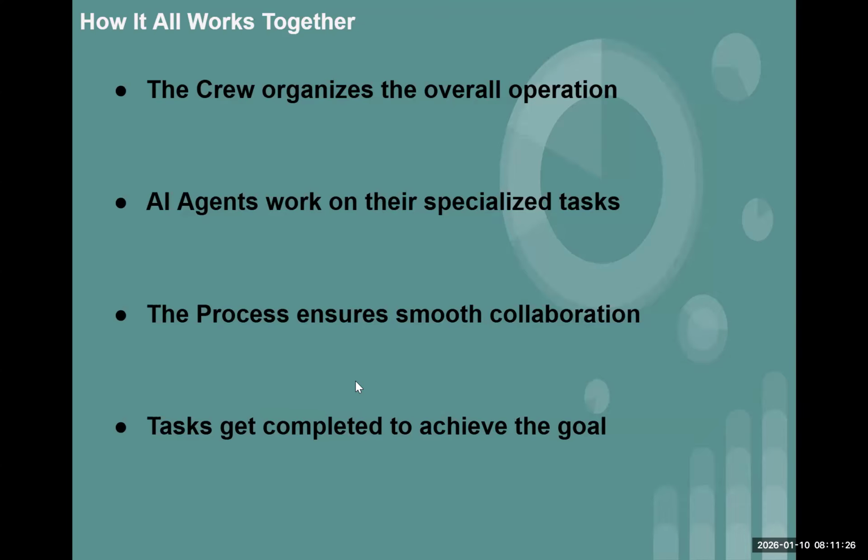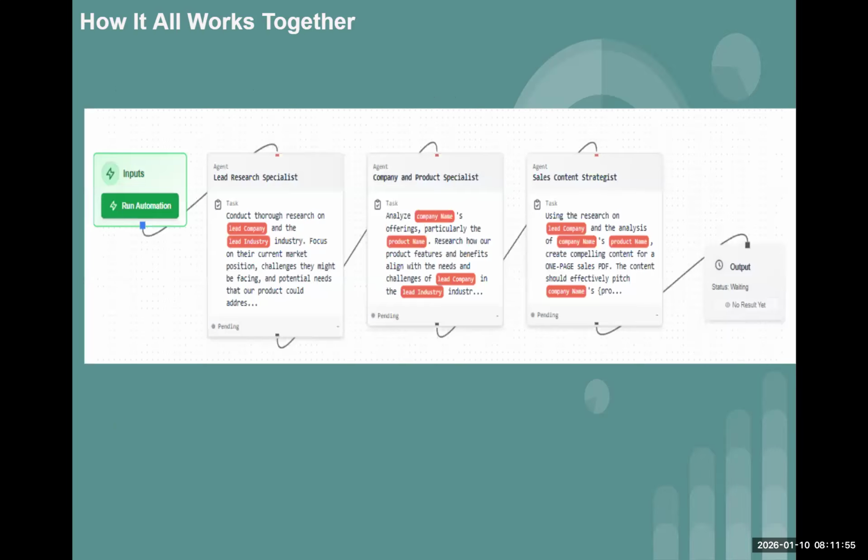And this is how all of it works together. The Crew will organize the overall operation. Agents work on their specialized tasks, and the process ensures smooth collaboration. Tasks get completed to achieve the goal. So there will be an overall goal. It gets split into tasks, and the tasks get executed by the agents to complete the overall goal. So this is how it is all orchestrated.